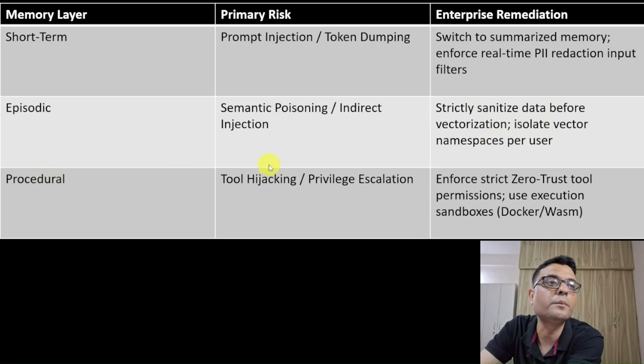For procedural memory, the primary risk is tool hijacking and privilege escalation. For enterprise remediation, you should enforce strict zero-trust tool permissions and use execution sandboxes like Docker or WASM. Giving agents memory makes them incredibly capable, but it also transforms them into active data aggregators. As developers and architects, we have to treat agent memory with the same strict compliance and security controls we apply to production databases.